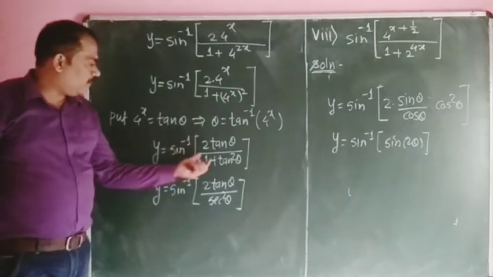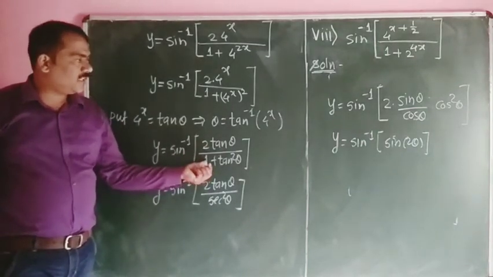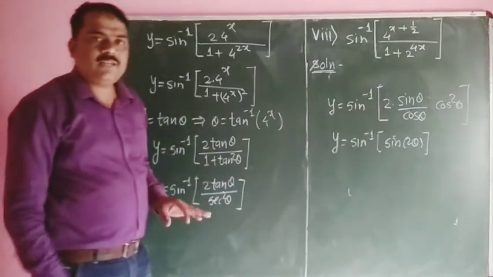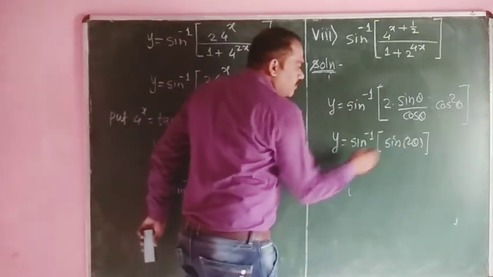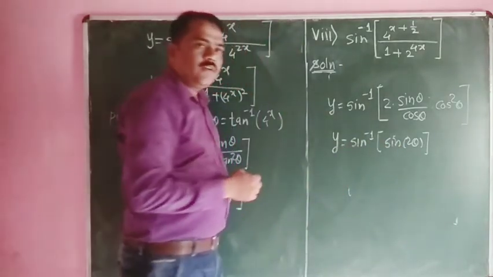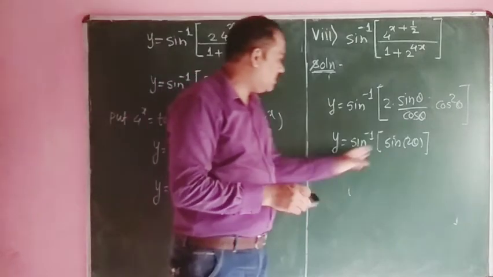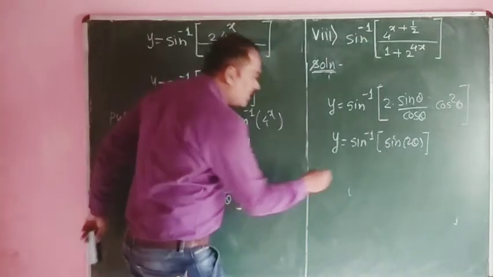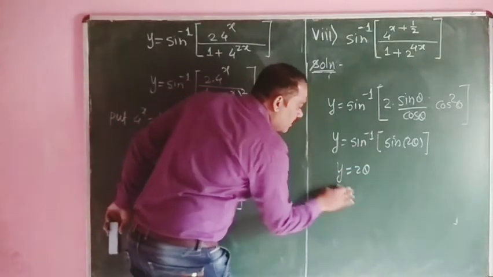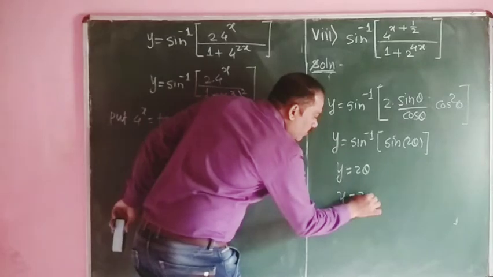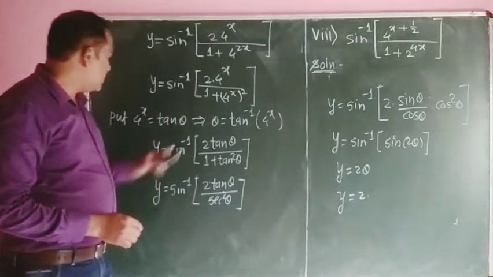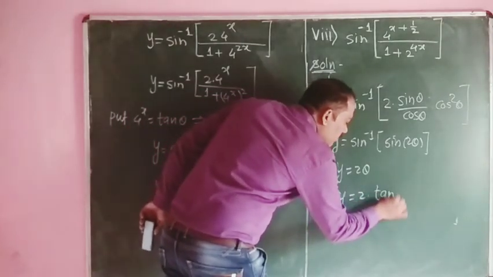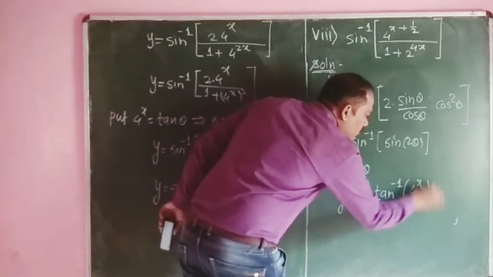If you use the formula 2 tan theta divided by 1 plus tan square theta, we can use this value as sin 2 theta here directly. That step is also correct. Sin inverse of sin 2 theta, by using the formula related to trigonometric functions, sin inverse and sin get cancelled, like that we have to keep in mind, so that we get 2 theta, that is y is equal to 2 theta. That is y is equal to 2 into, what is the value of theta? Theta is nothing but tan inverse of 4 raised to x.